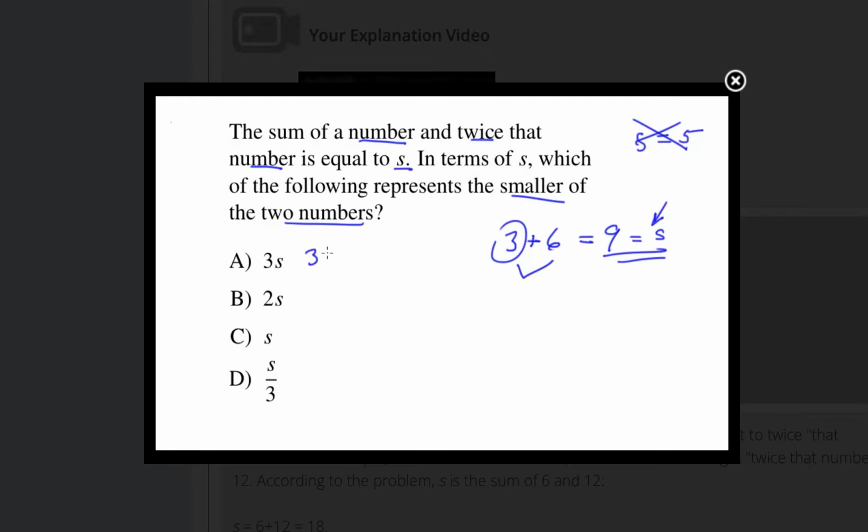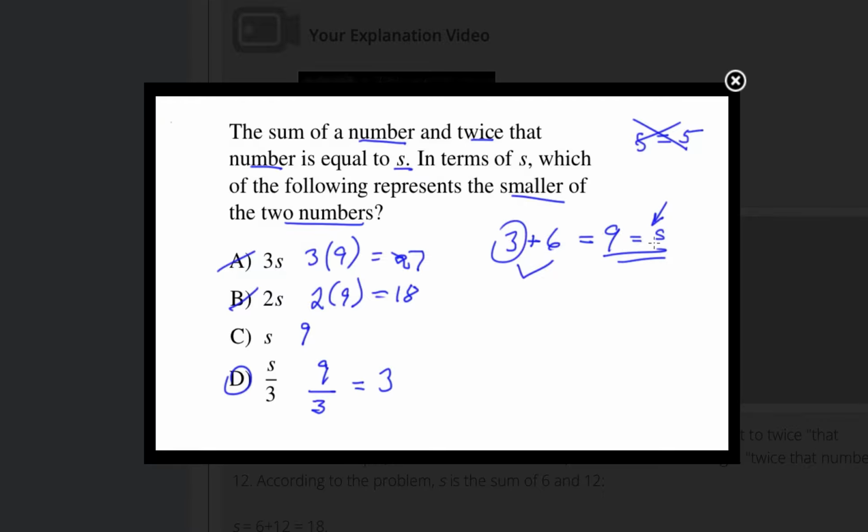And when we plug it in for A, it's very clear that that's not going to get us 3, that would get us 27, so that can't be it. When we plug it in for choice B, similarly, that won't get us a winning value over there. Choice C would just get us 9, and choice D would get us 9 over 3, which does get us 3.